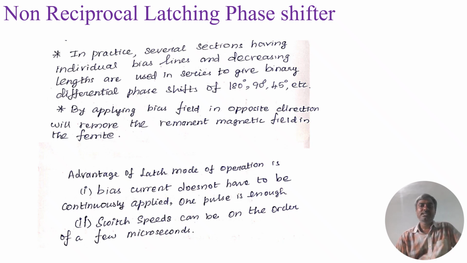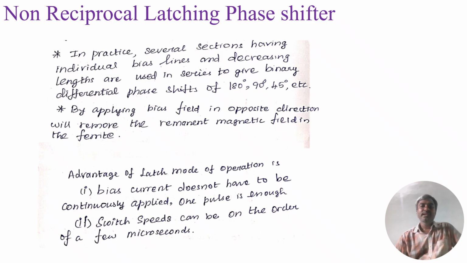In practice, with several sections having individual bias lines and variable lengths of ferrite core, we can achieve various phase shifts like 180 degree, 90 degree and 45 degree, etc. Applying a bias field in the opposite direction will remove the remnant magnetic field in the ferrite.